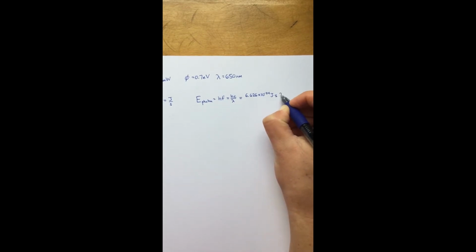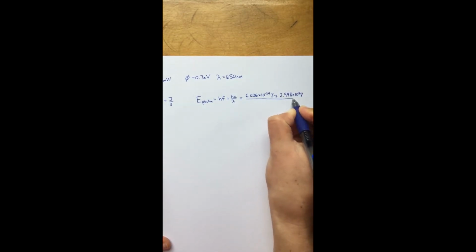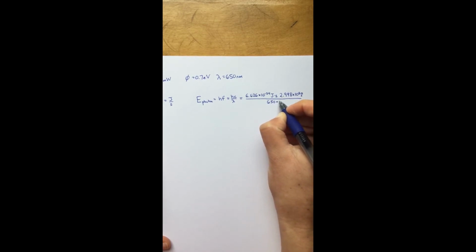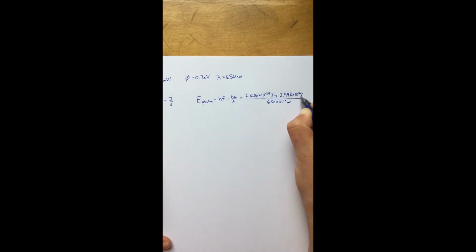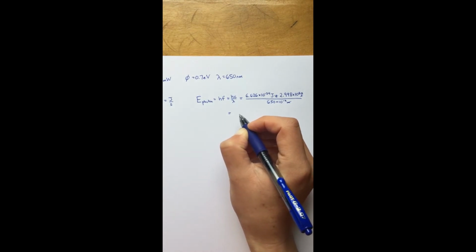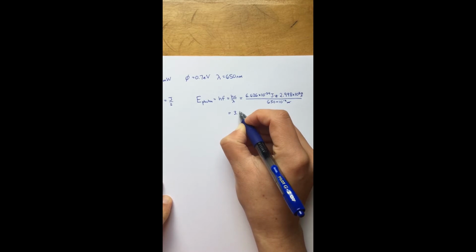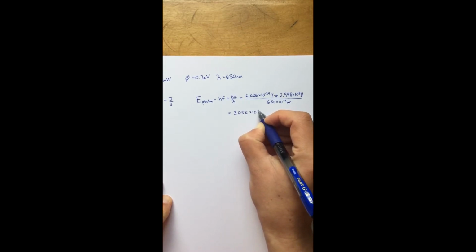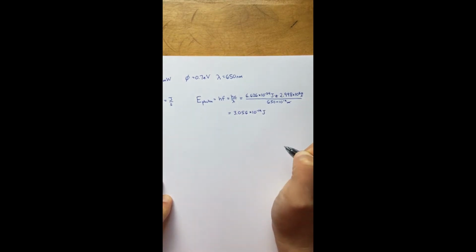The speed of light is 2.998 times 10 to the 8 meters per second, divided by the wavelength, which is 650 nanometers. Let's write that as 650 times 10 to the negative 9th meters. Then our meters will cancel out, our seconds will cancel out, and we get for this 3.056 times 10 to the negative 19th joules. But this is for one photon.